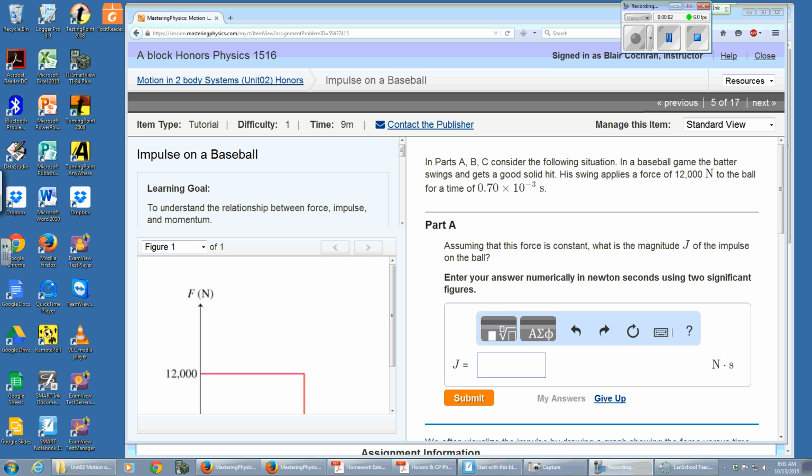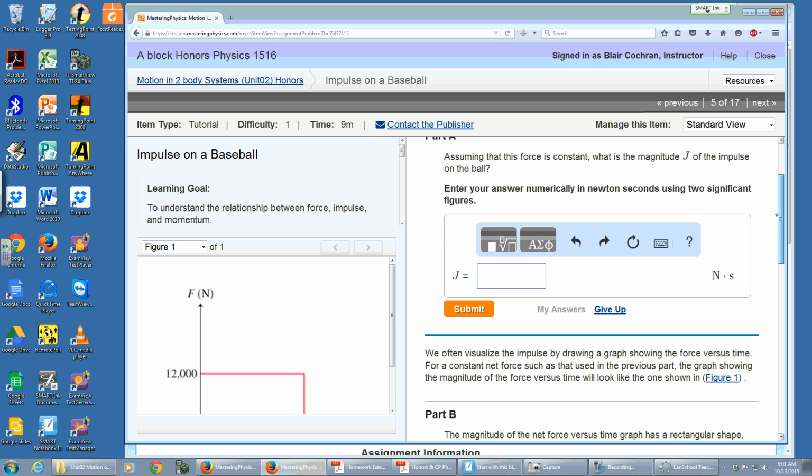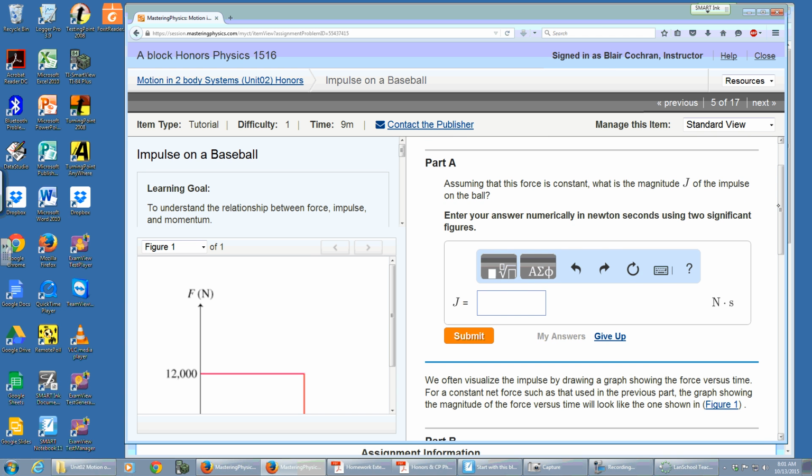Right, so we're looking at this one, impulse on a baseball, and parts considering the situation. All right, assume that the force is constant. What is the magnitude of J, the impulse on the ball? Okay.